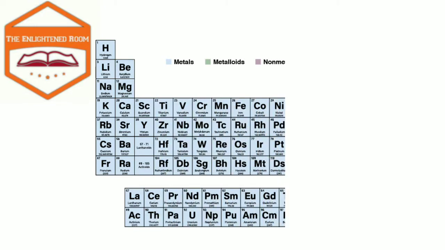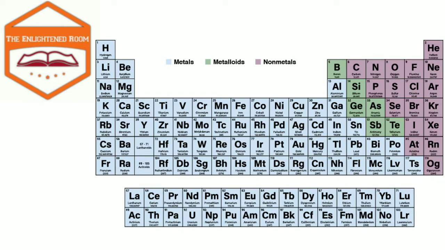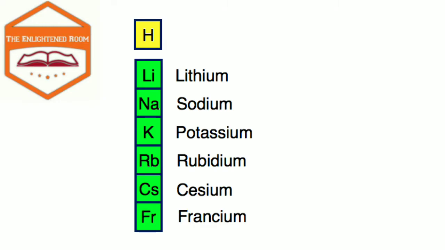So generally, it can be said that the most metallic element lies on the extreme left hand side, while the most non-metallic element lies on the extreme right hand side of any period. Now let's take a look at the variation in a group. On moving down a group, the metallic character or the electropositive character increases. Now let's take an example.